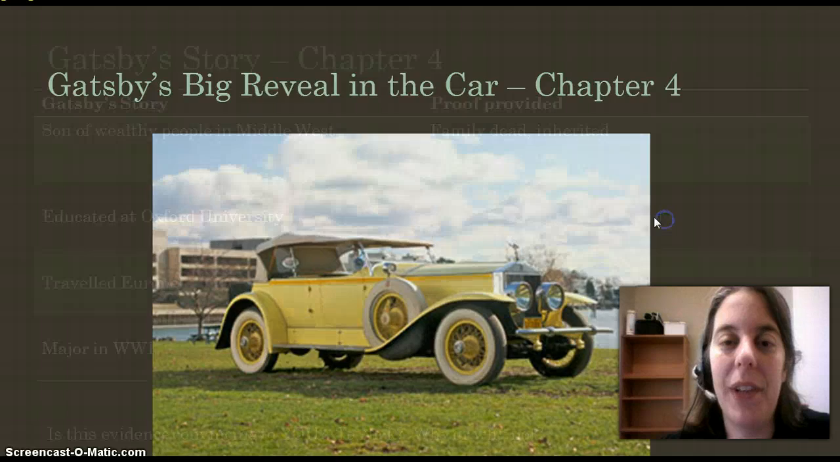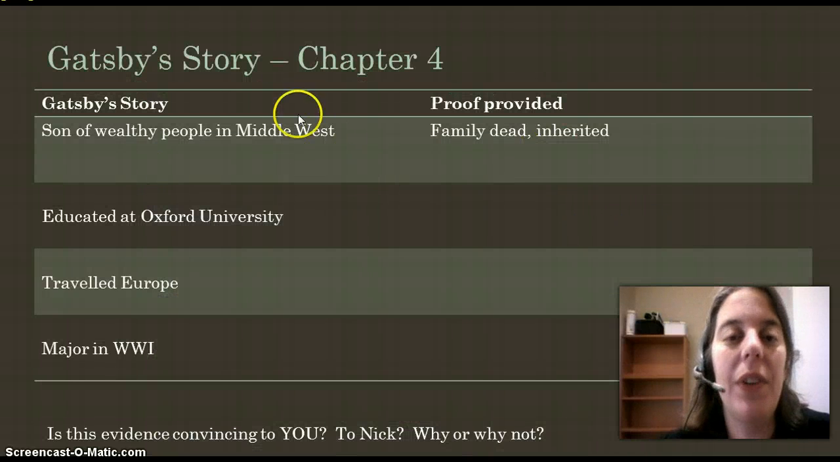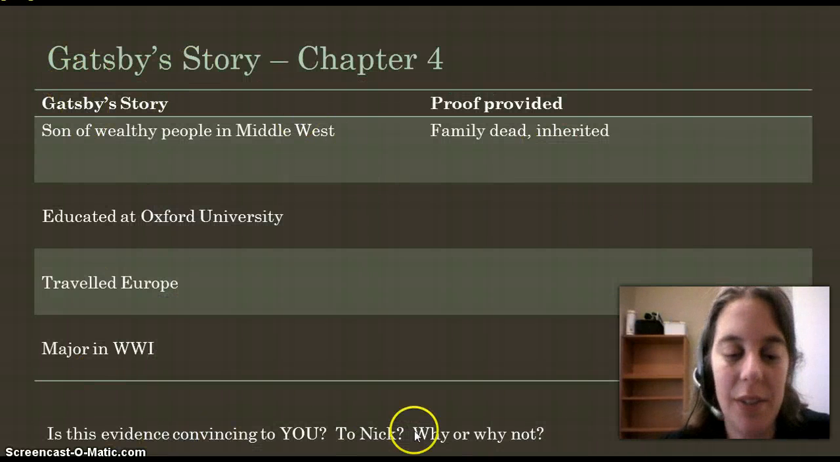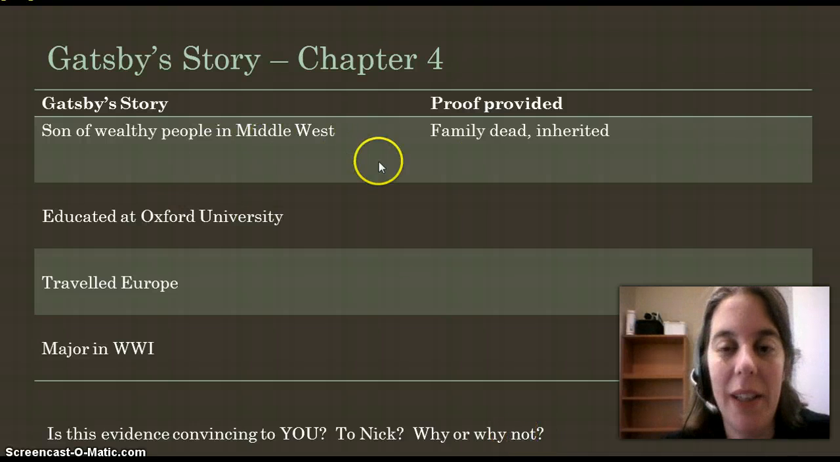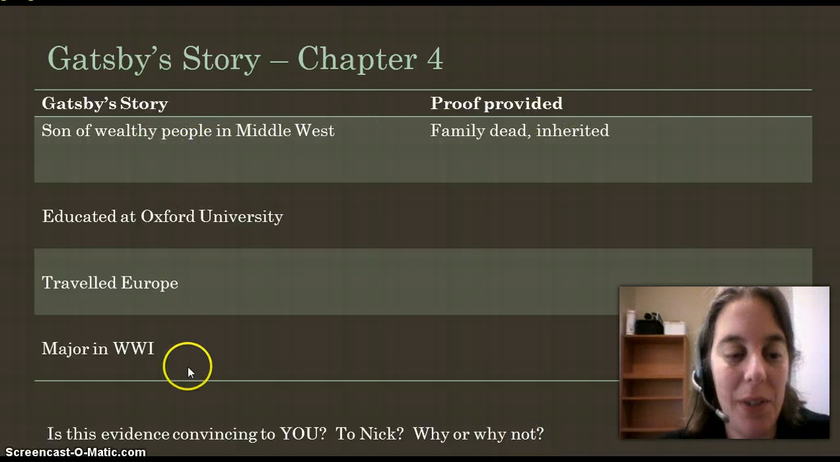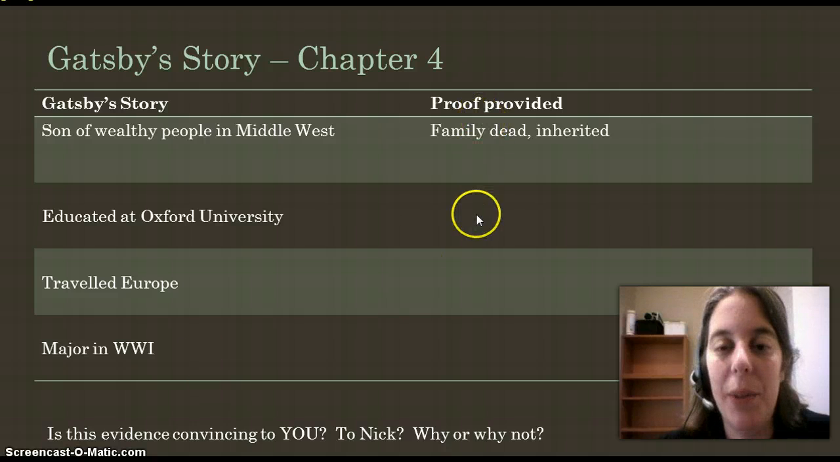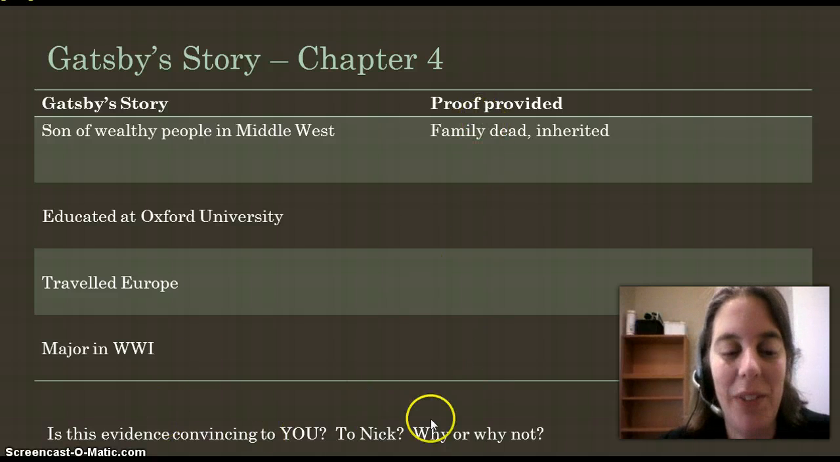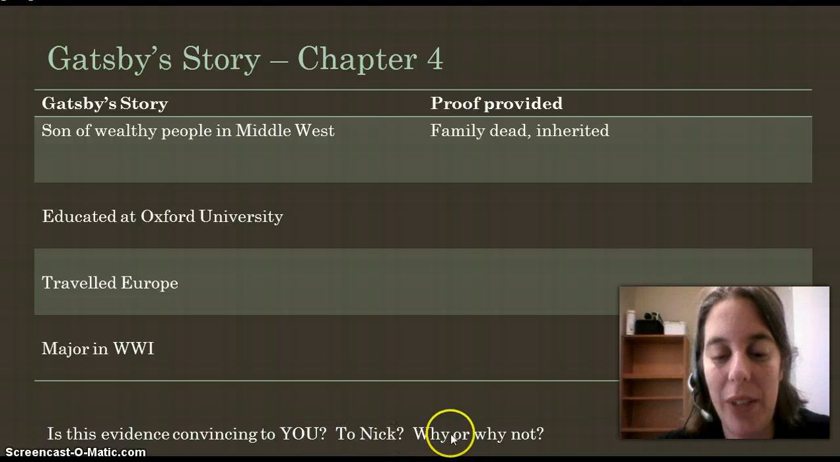Chapter 4, we also learn a lot about Gatsby. One of the questions in your quiz will be to tell me about Gatsby's story that he reveals to Nick, what proof he provides, and tell me if this evidence is convincing to you or to Nick, and why not.